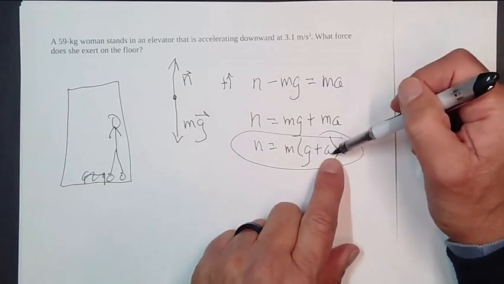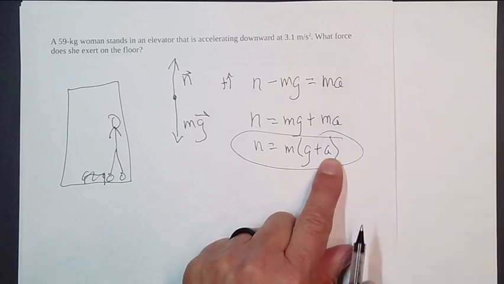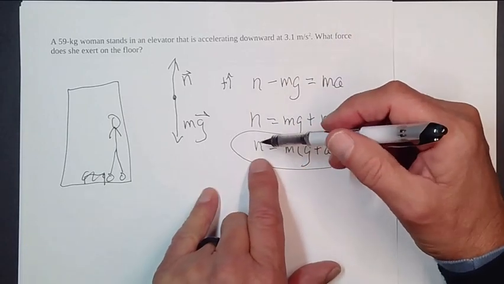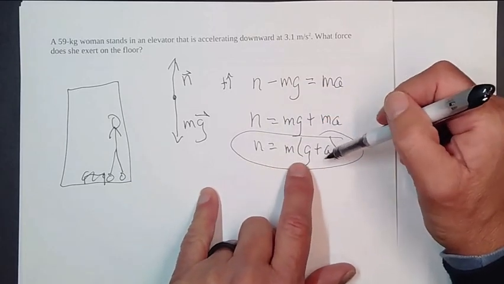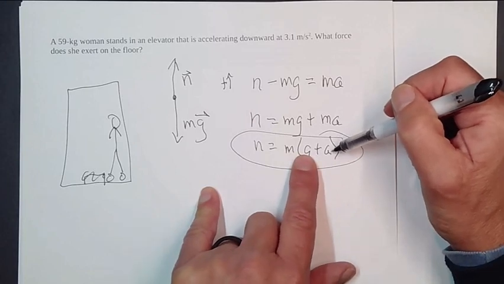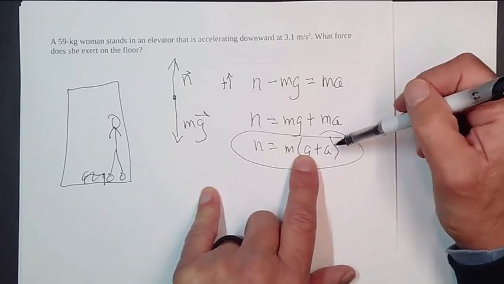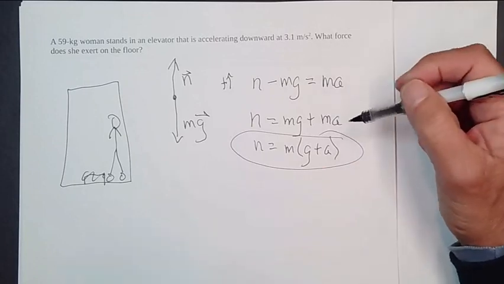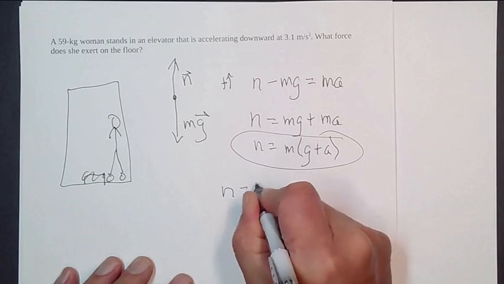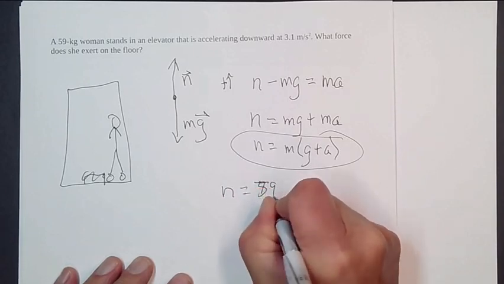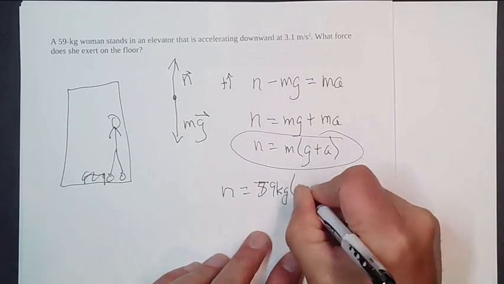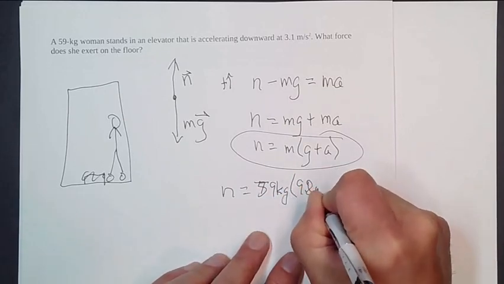If you had a positive value for the acceleration, so it was accelerating upward, then the force that the floor exerts on her would be larger than her weight, because you'd have g plus a there, and a would be positive. But in this case, she's accelerating downward. And so we can figure out what it is. It's going to be the 59 kilograms. I almost had her put on 20 kilograms of weight instantly there. 9.8 meters per second squared.